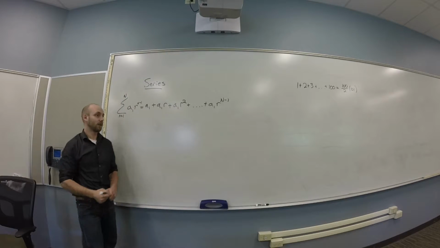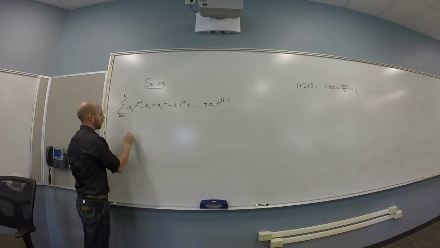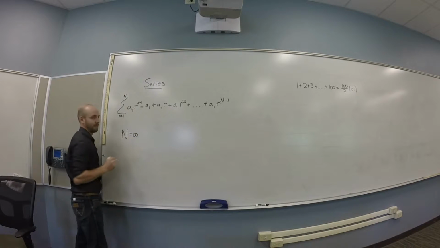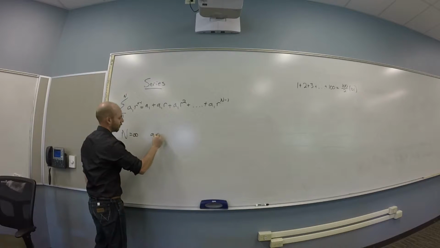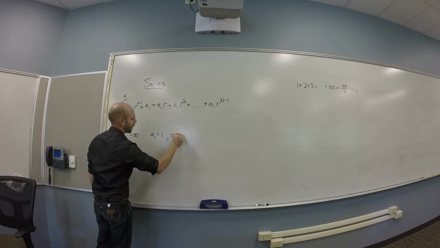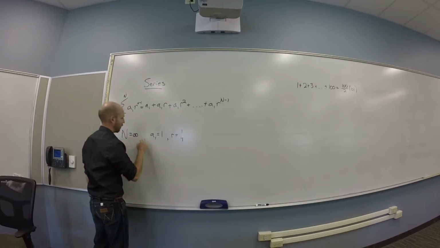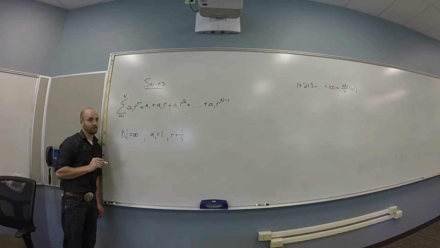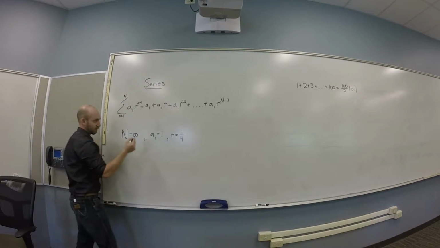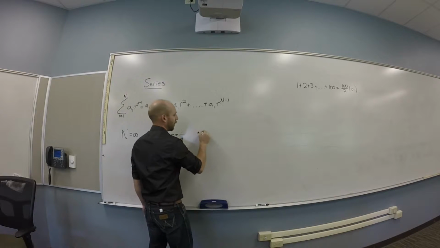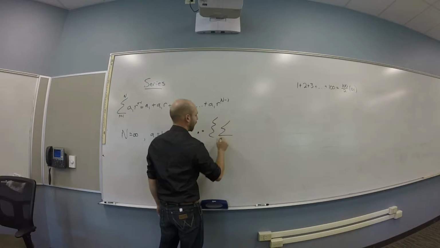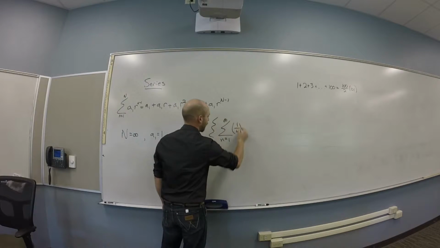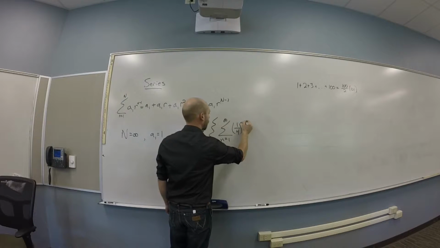Geometric? Sure. Okay, cool. So let's try this with n is infinity, A1 is 1, and r is a quarter. Because there's a nice convenient picture for this. You guys cool with this? So I'm thinking about the sum from n is 1 to infinity of a quarter to the n minus 1 power.